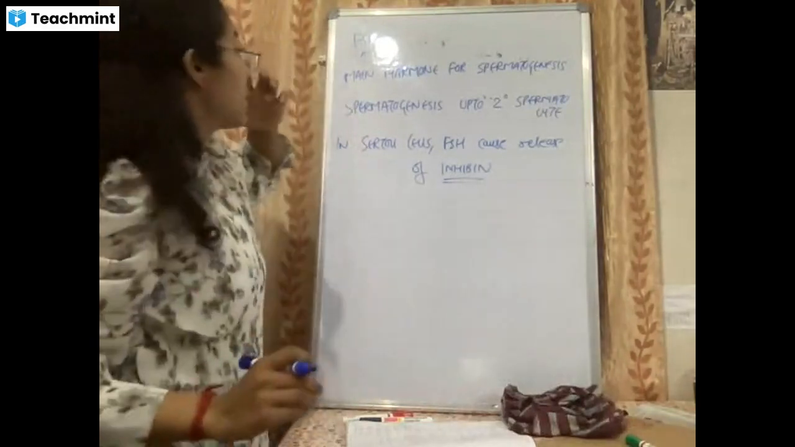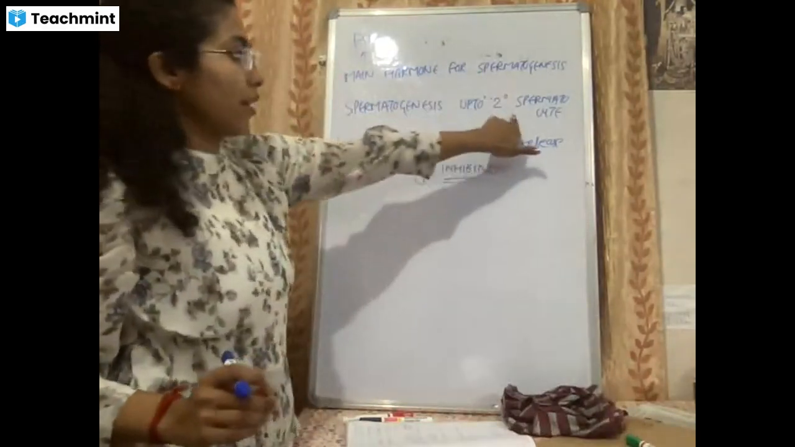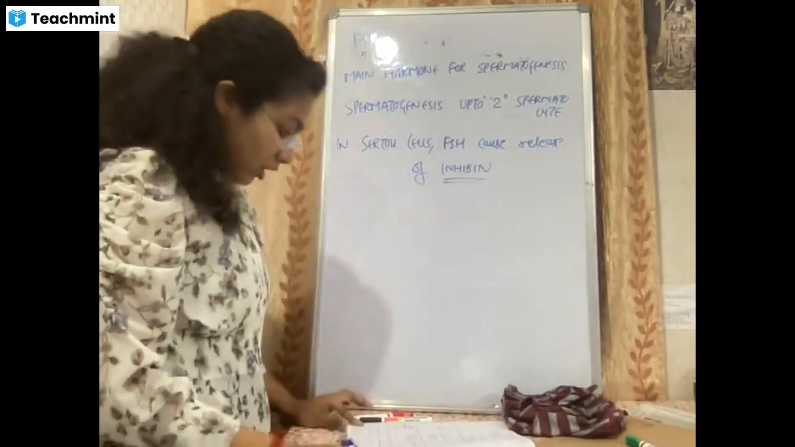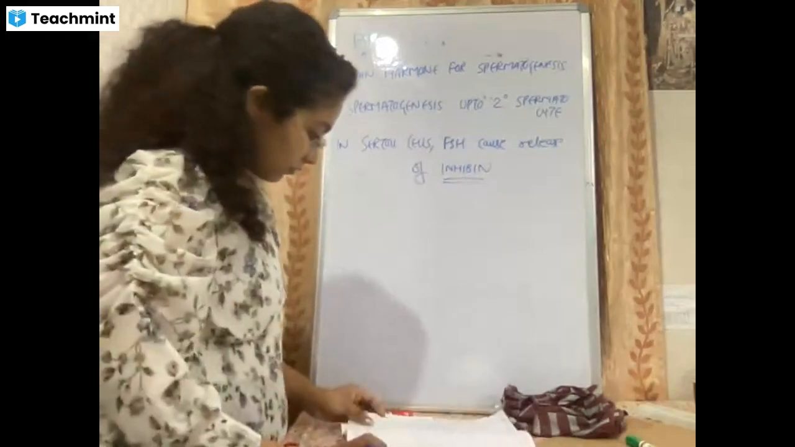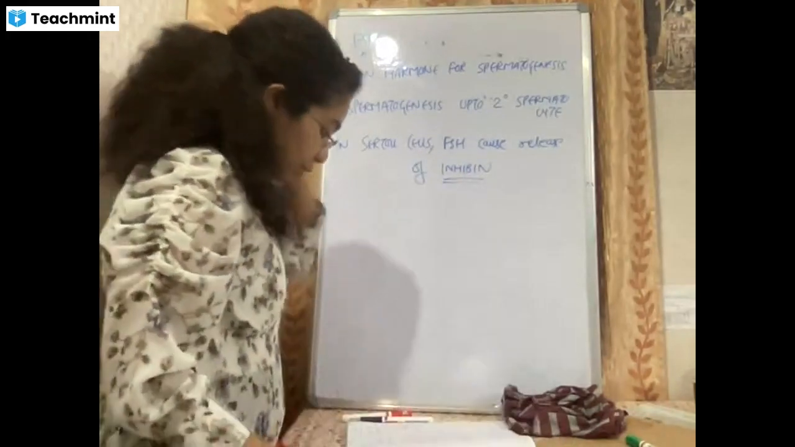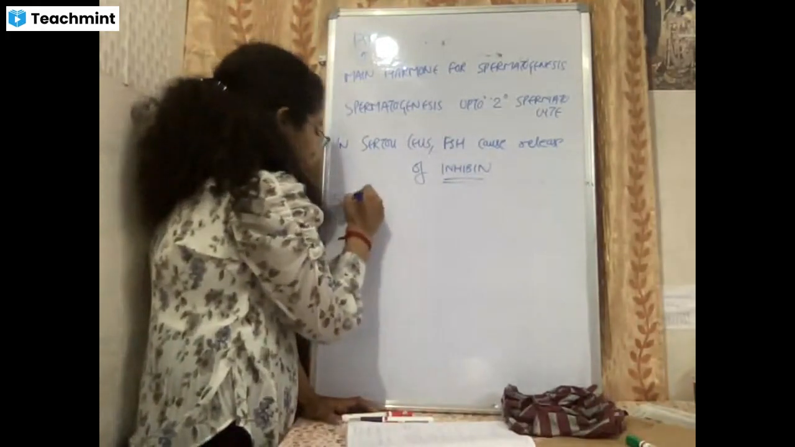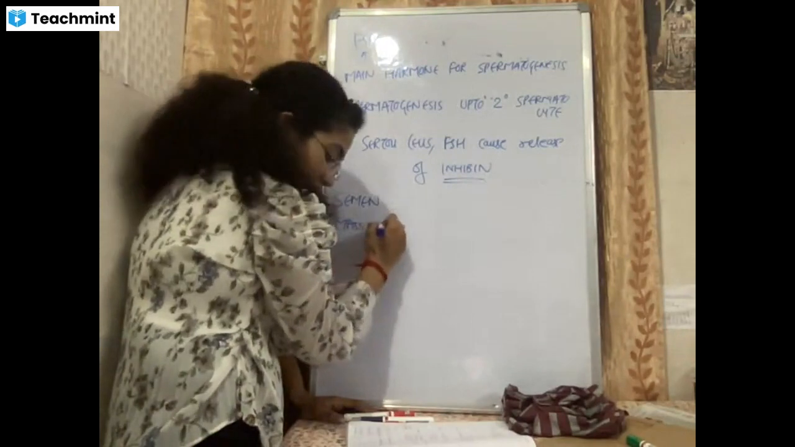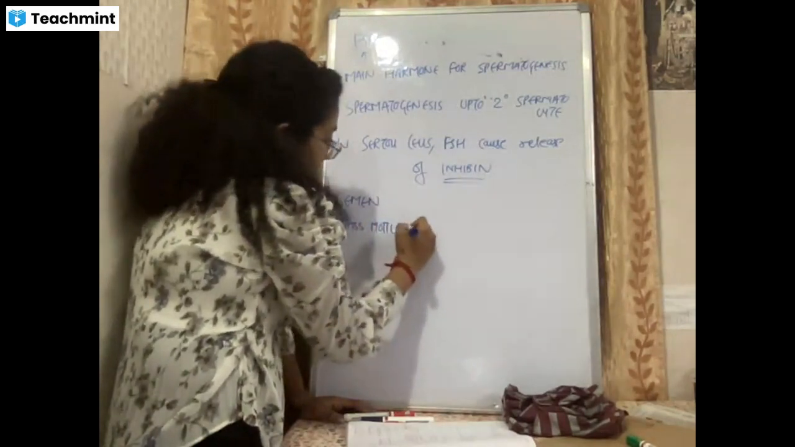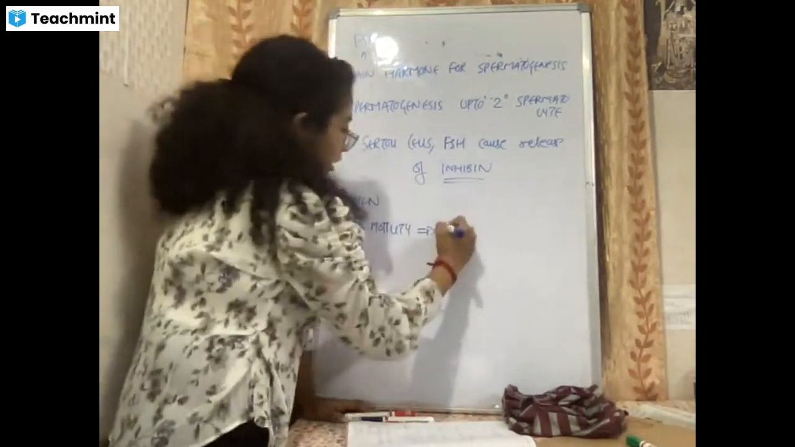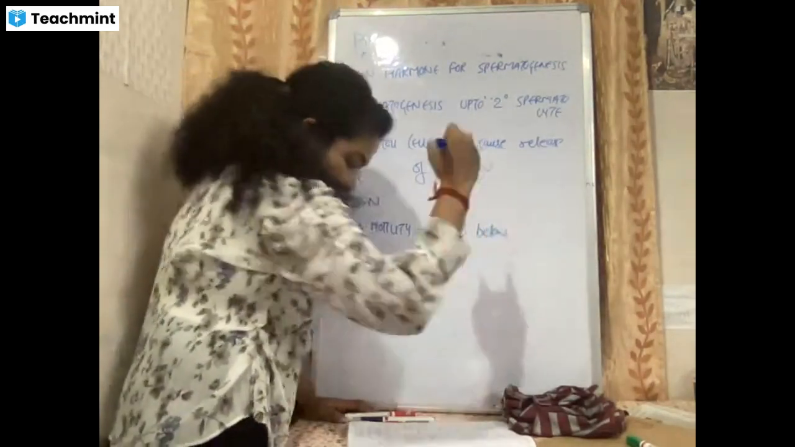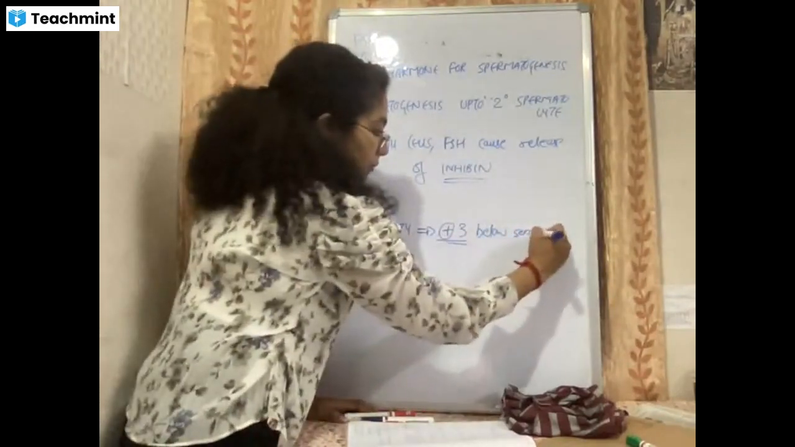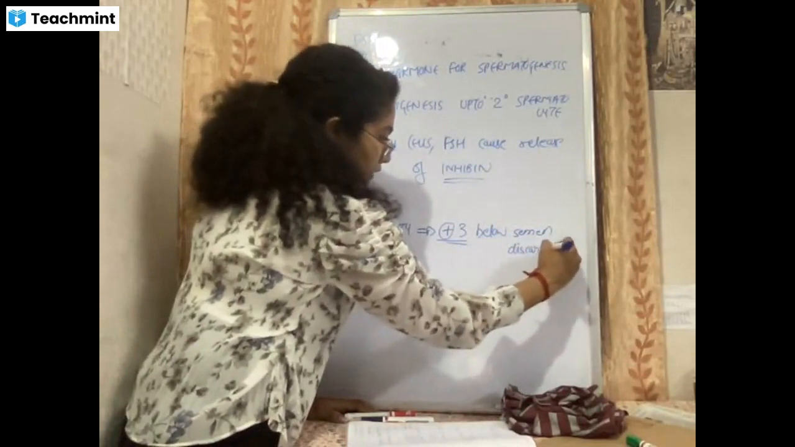So very important. FSH is responsible for spermatogenesis up to the secondary spermatocyte stage, and it causes release of inhibin in the Sertoli cells. Now we come to the semen characteristics. Firstly, we'll see the mass motility. If the mass motility is below plus 3, the semen is discarded.